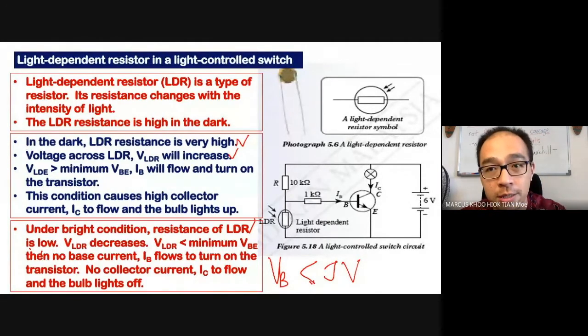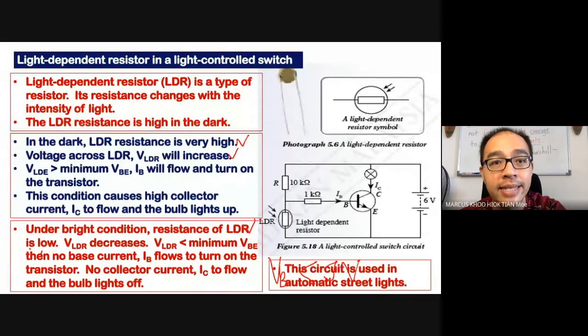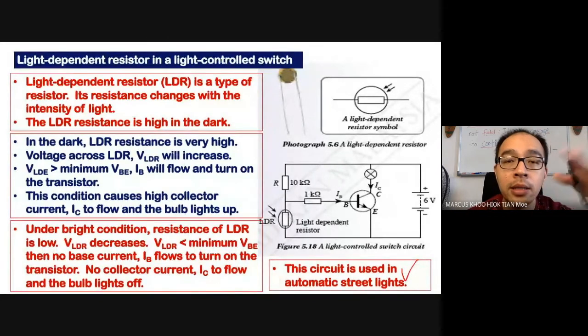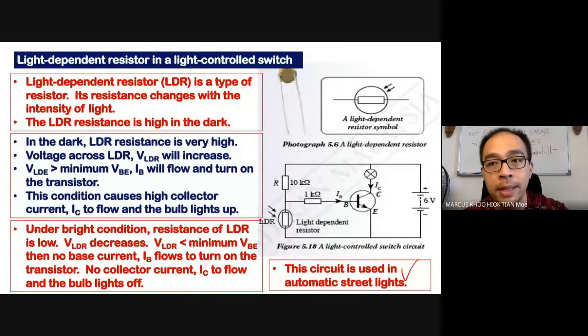Okay, so this is what we call a light dependent resistor as a light control switch. This circuit is used in automatic street lights. Okay, automatic street lights, if you live in an apartment complex, you will notice that at certain times or at certain weather, suddenly kamu punya lampu di tempat jalan kaki tu kan, dia akan hidup sendiri. Okay, it is not the security guard yang pergi on. You got no time to on your switch. Okay, this is what happens.